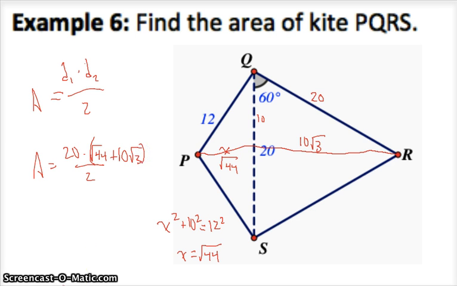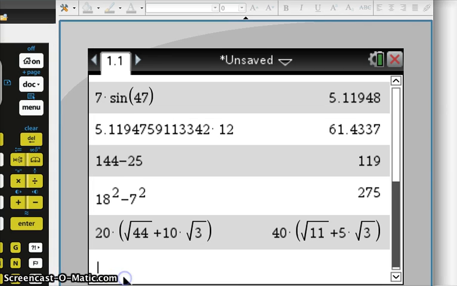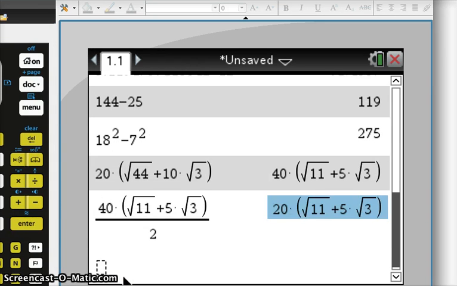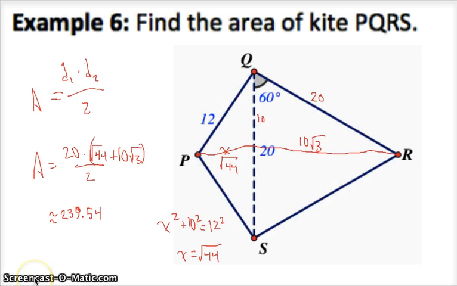I'm going to do that on the calculator. Well, if I do that on the calculator, it's really not very pretty. Oh, and then the next thing I do is divide that by 2. I get this crazy answer. I just kind of want a decimal for that. Let's call that 239.54.